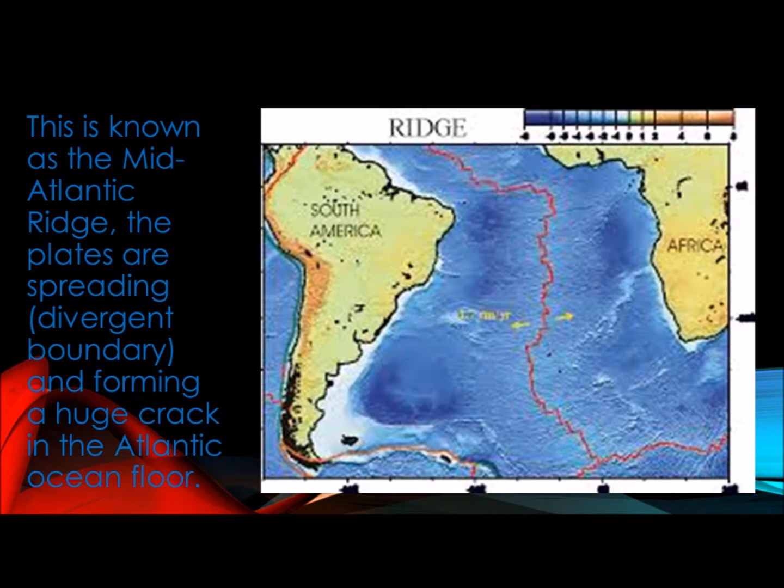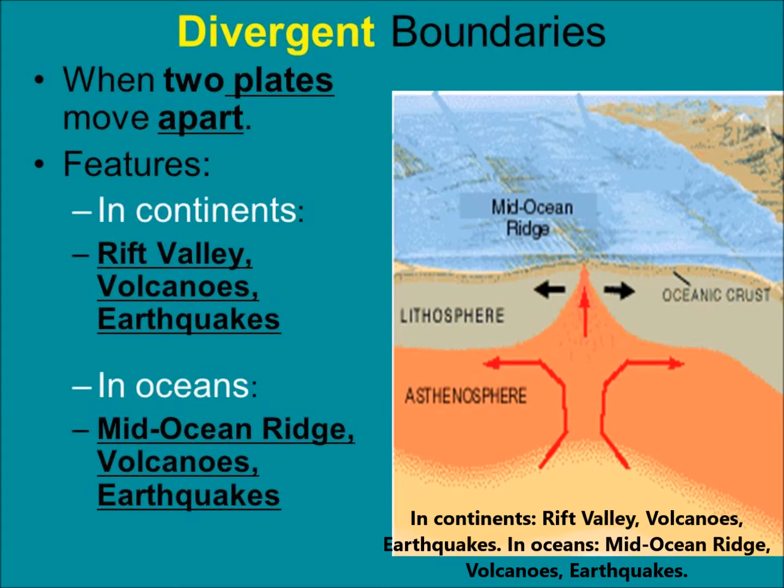This is the mid-Atlantic ridge. The plates are spreading, so this is a divergent boundary and forming a huge crack in the Atlantic Ocean floor. The divergent boundaries in continents can produce rift valleys, volcanoes, and earthquakes, and in oceans it can produce mid-ocean ridges, volcanoes, and earthquakes.